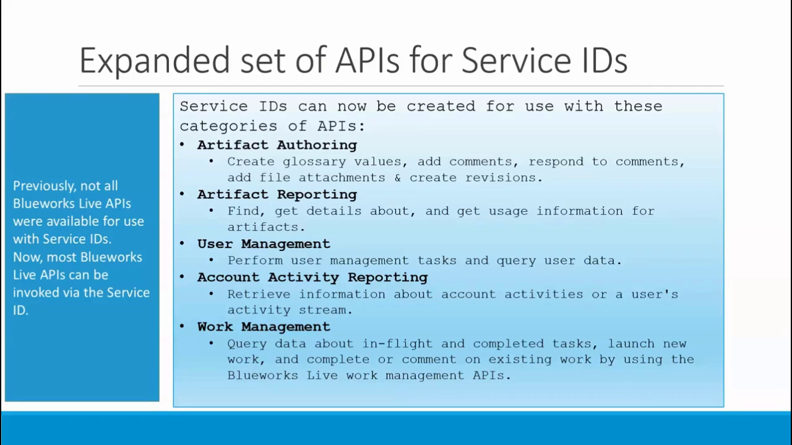Previously, not all Blueworks Live APIs were available for use with service IDs. Now most Blueworks Live APIs can be invoked via service ID. So each service ID has a category which determines the set of APIs that it can access. And now when you go to create a service ID, you'll see that you can create one for any of the API categories. So artifact authoring APIs, artifact reporting APIs, user management APIs, account activity reporting APIs, and work management APIs.